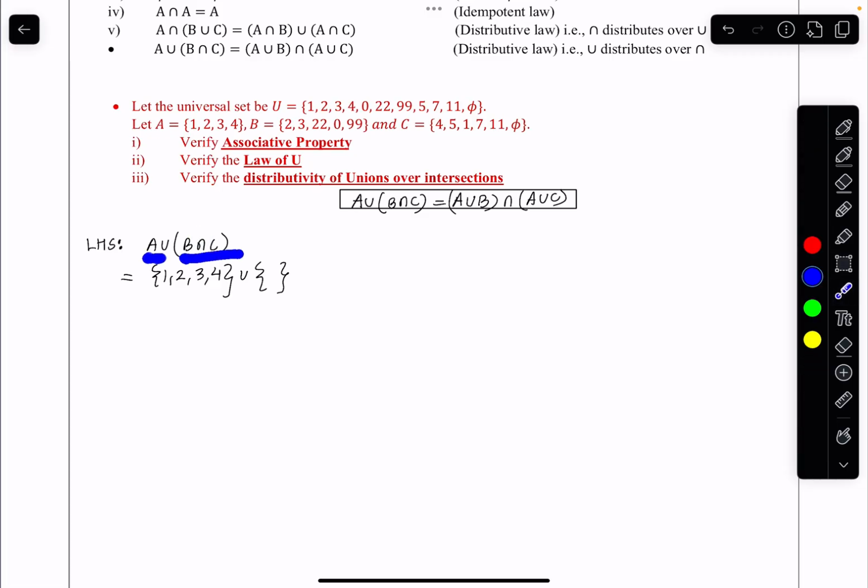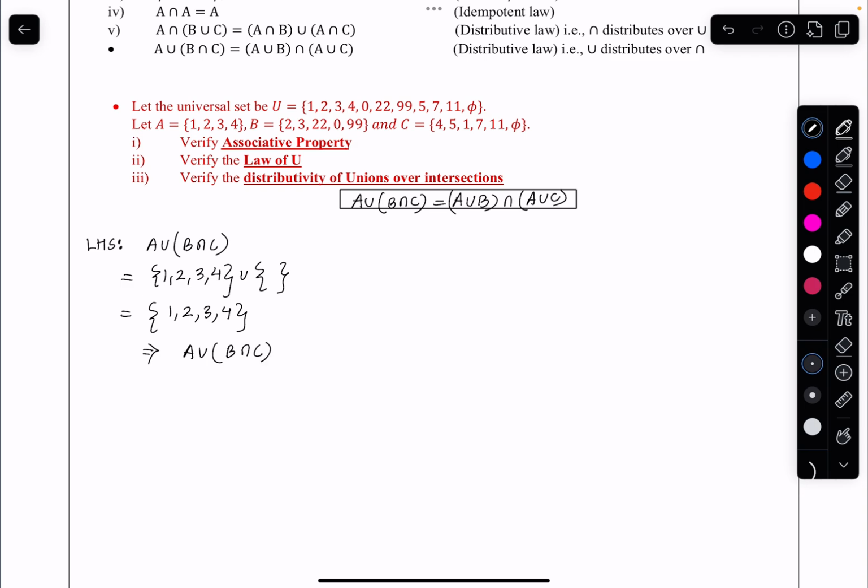So A union (B intersection C) would be 1, 2, 3, 4 union the empty set. Since the empty set has nothing in it, it is simply going to be 1, 2, 3, 4. So this is what the left hand side is giving me. The union of A with B intersection C is actually equal to 1, 2, 3, and 4.